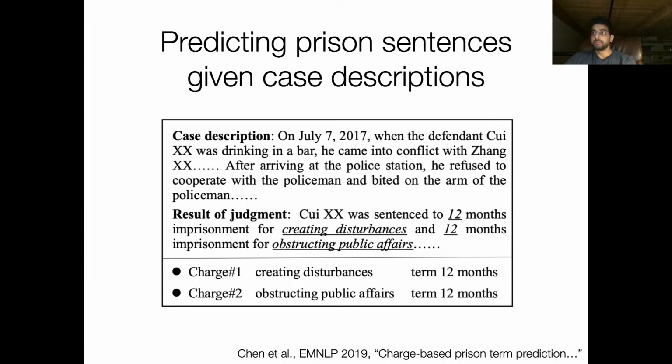So as an NLP example, this paper actually was published in last year's EMNLP. The goal is, given a description of a particular case, predict the charges of that case. So predict what the charges are and also what the prison term is.